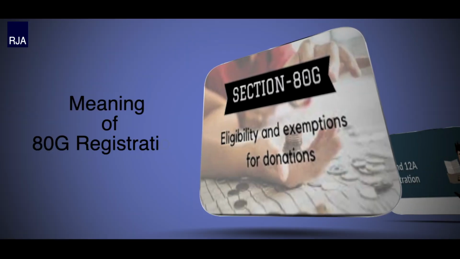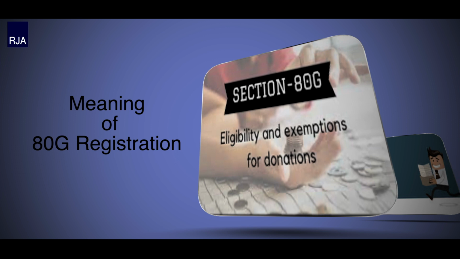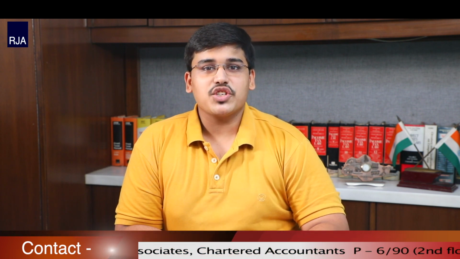In this video, we will discuss section 12A and 80G registration procedure. So first, we will begin with the meaning of 80G registration. 80G registration under the Income Tax Act 1961 provides benefits to the donor of an NGO or a charitable trust or a Section 8 company. Under this, the donor gets a financial benefit in the taxable amount of their income.